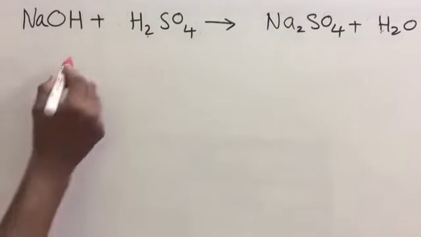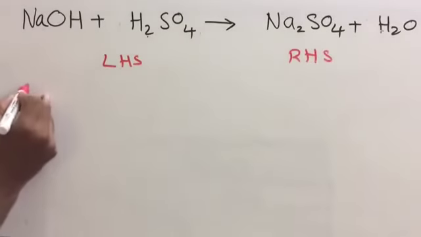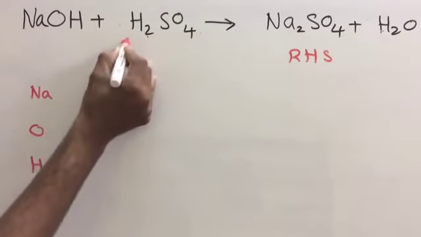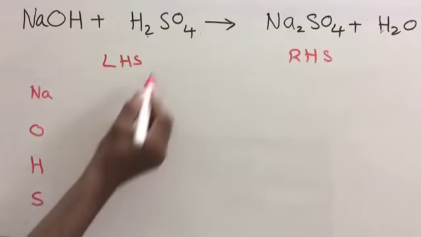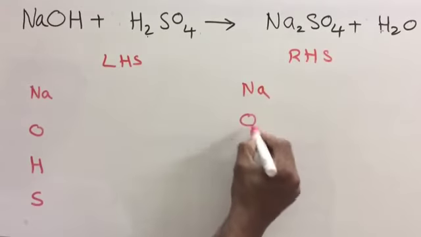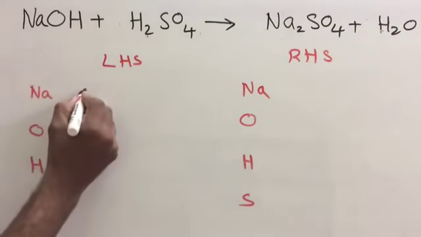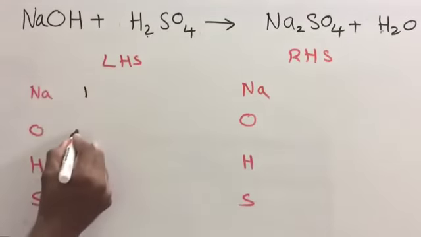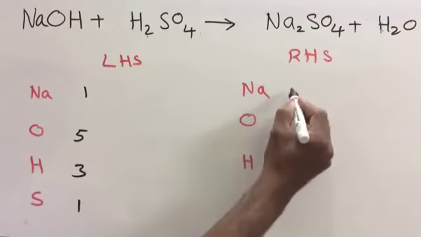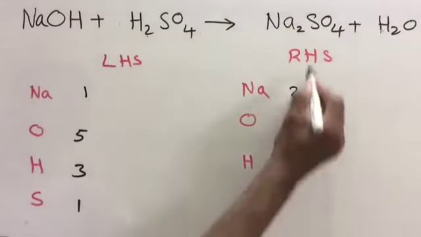Balance one more equation. Write LHS, RHS. On LHS you have sodium and then you have oxygen, you have hydrogen. Hydrogen already we have written here. Now sulfur, oxygen already we have written here. The same elements are present on the right hand side, Na, O, H and S. Now number of atoms of sodium, 1 we have, oxygen 1 here and 4 here, 5, hydrogen 1 here and 2 here, 3, sulfur 1. On RHS sodium we have only 2, oxygen 4 here and 1 here, 5, hydrogen we have 2, sulfur we have 1.